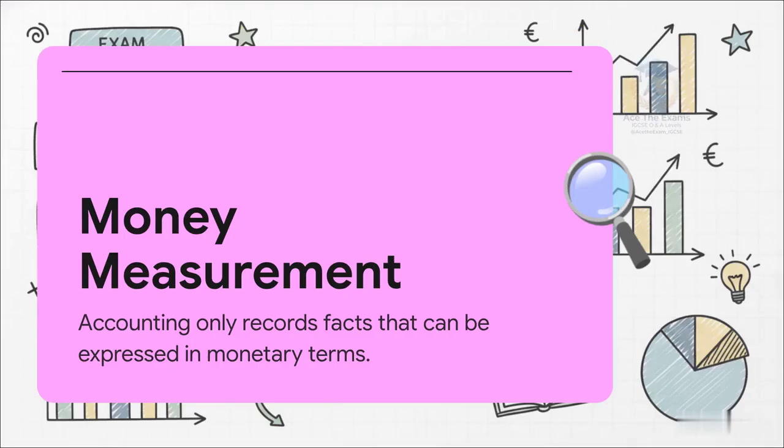Then we hit money measurement. This concept states that accounting only records facts that can be expressed in monetary terms. So the absolute crucial point here isn't just knowing what goes in, it's knowing exactly what is left out. Things like employee morale, brand reputation, management expertise, all invisible on the balance sheet. Principal examiner reports consistently highlight that candidates who reference these cross-topic connections and openly discuss these limitations achieve significantly higher marks. It shows you really get the big picture.